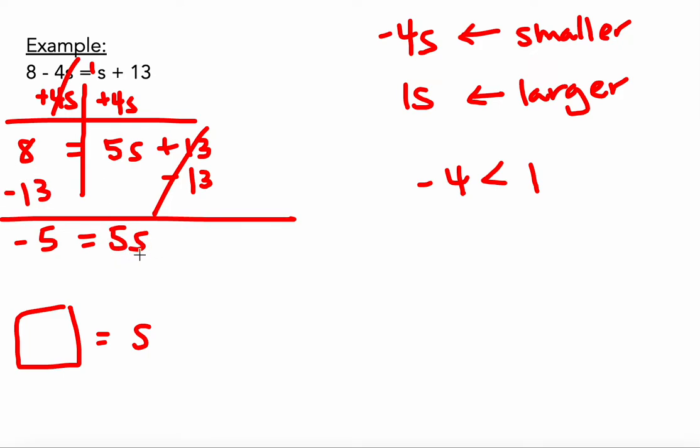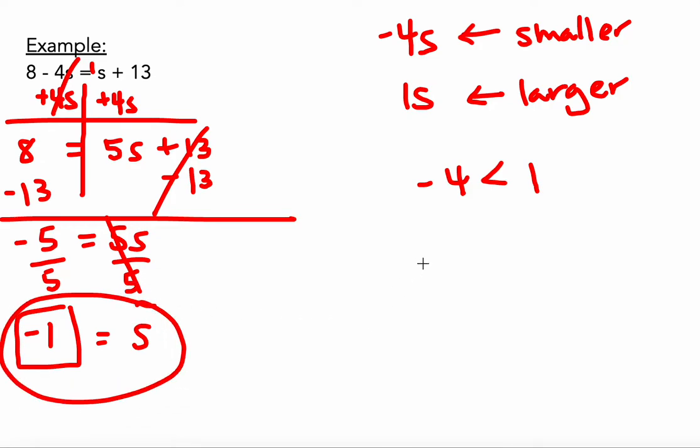Okay, now this is 5 times s, so the opposite would be to divide by 5, a positive 5. So those 5s cancel, I just get s on the right-hand side. Negative 5 divided by positive 5 is a negative 1, because a negative divided by a positive is a negative. So my answer is s equals negative 1. I want to check that.